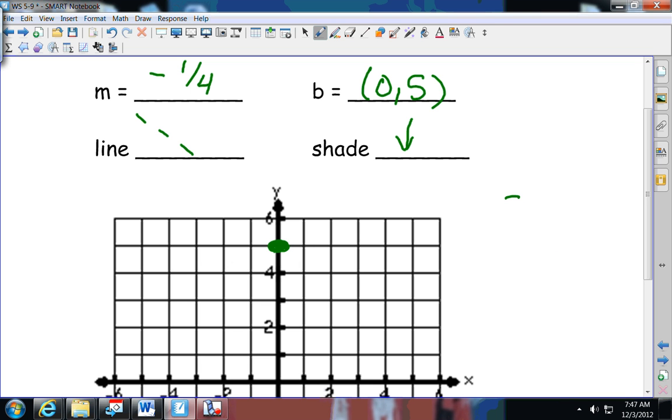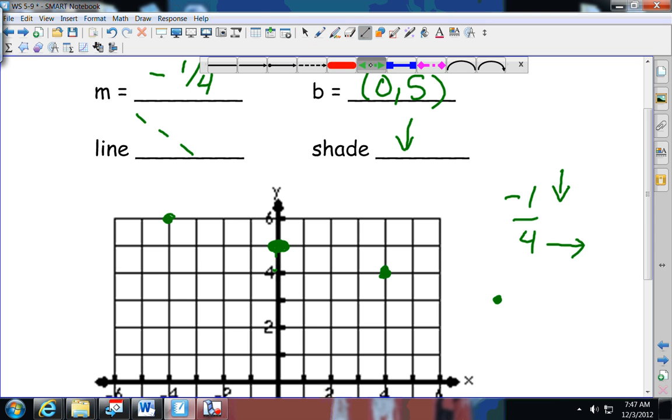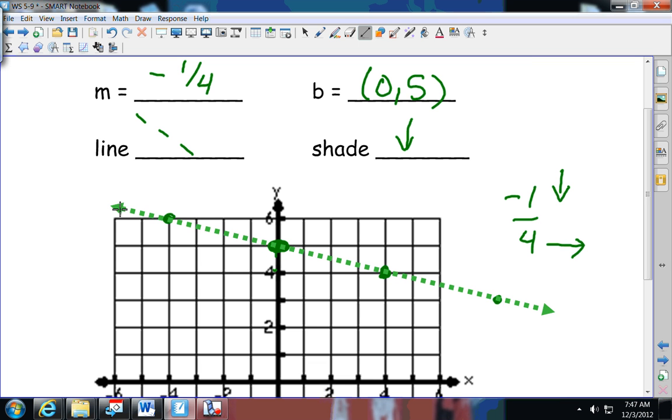My slope is -1/4. That tells me to go down 1 to the right 4. So I'm going to go to my y-intercept, down 1 to the right 4, and put a dot. If I do it again, I run out of room. I could go way out here and do it, or I'll go up 1 to the left 4. It is a dashed line because it does not have the equal to bar.